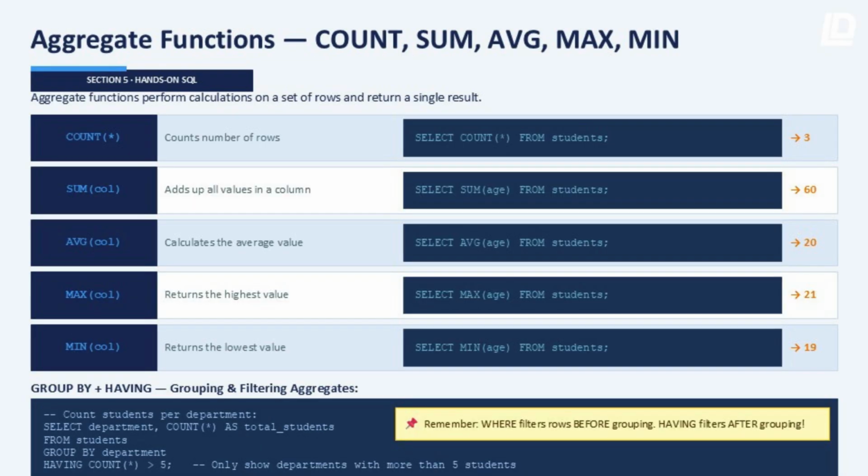Aggregate functions are used to perform calculations on multiple rows of data. Functions like count, sum, and avg help summarize data and are commonly used in reports and analytics. These functions allow us to gain insights and make decisions based on the data stored in the database.